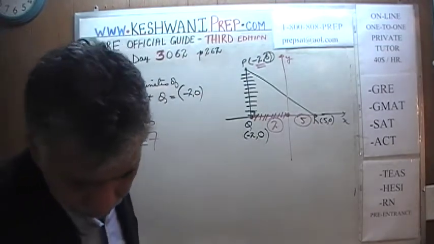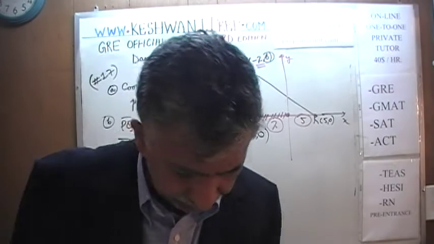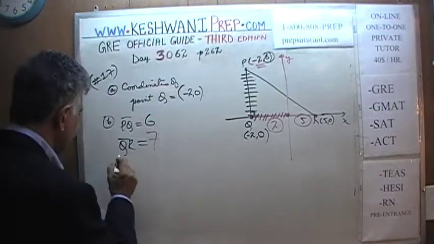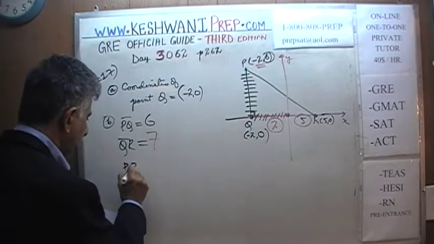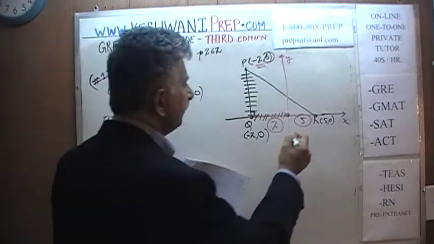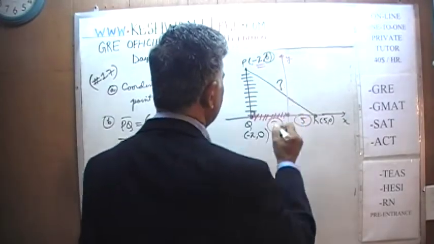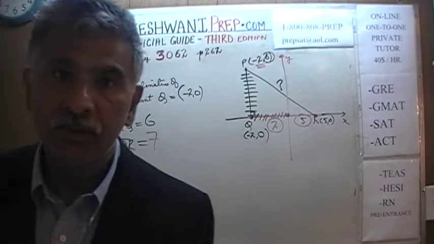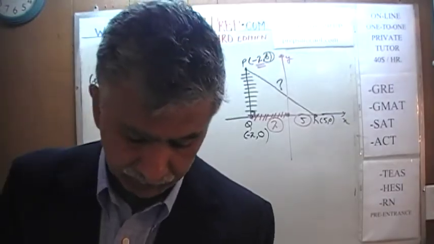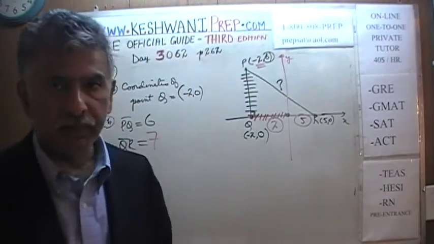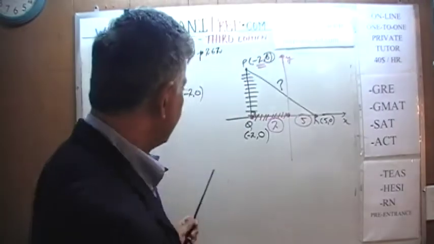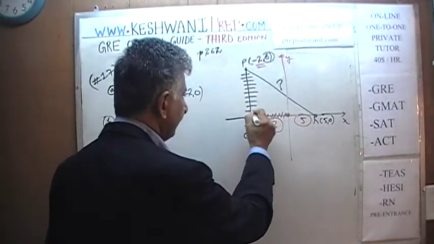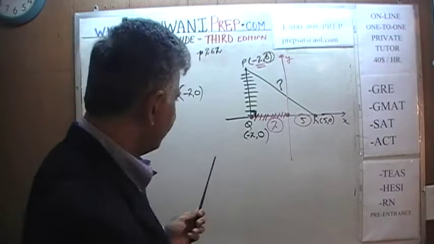Let's move on. Next, they're asking for the length of PR. Right here, P to R, which you're looking for. And for that, we'll have to use the Pythagorean theorem, and we can use it because we're dealing with a right angle triangle. How do we know it's a right angle triangle? Because they tell us that this is the right angle right here. So let's do that, shall we?